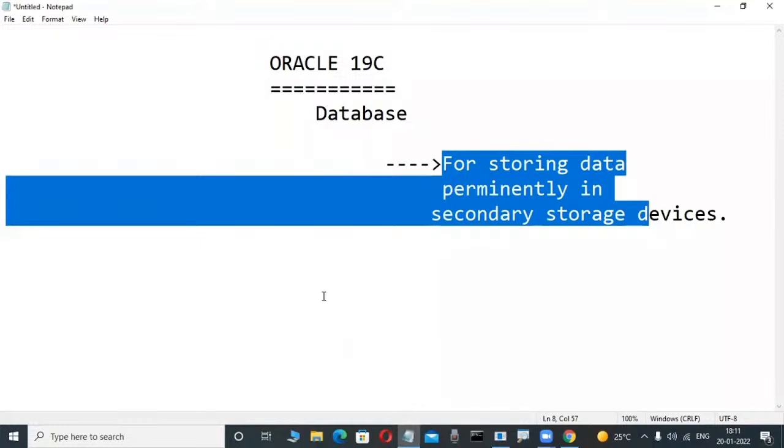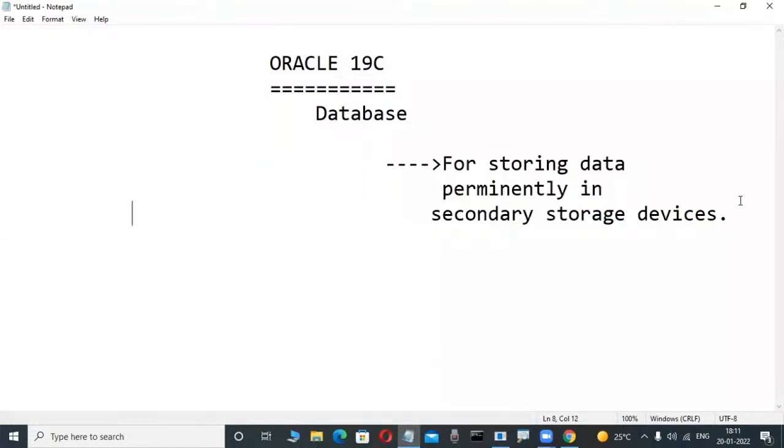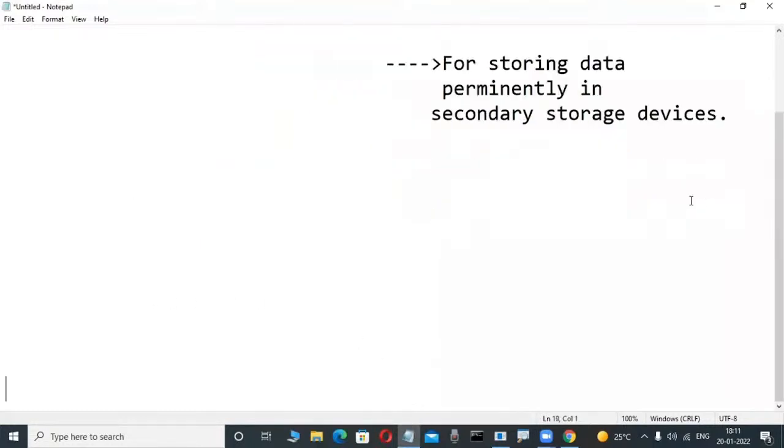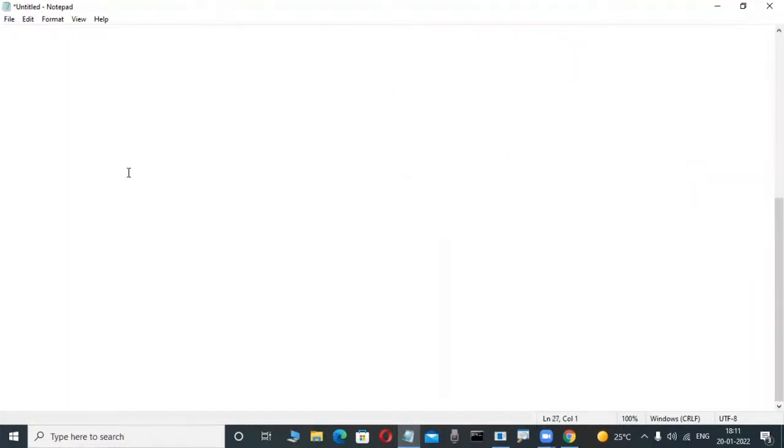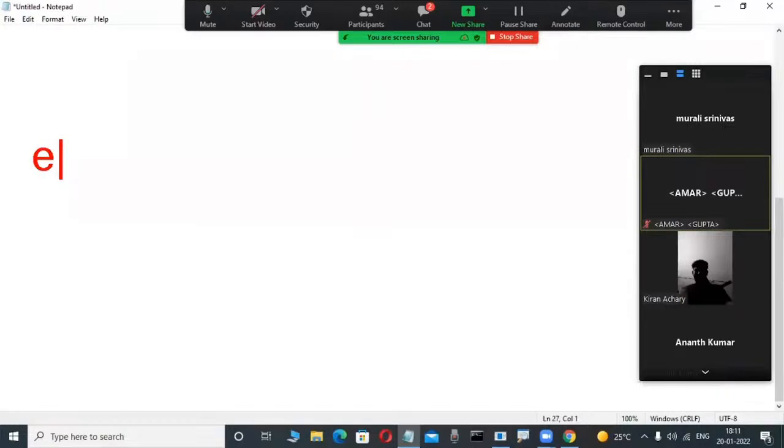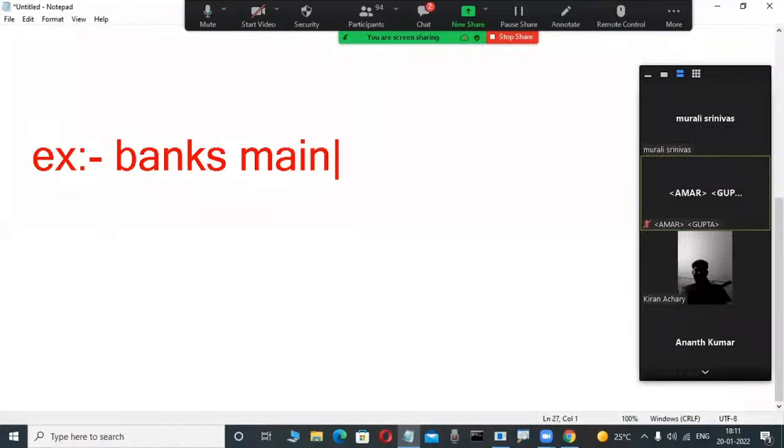Now check it out. Suppose, for example, you are a first-time newcomer, a non-technical person. It is easily understandable: every organization maintains a database. For example, so many applications are there. One of the applications I'm taking: you take a bank. Banks maintain databases. Observe it here. What is the purpose?